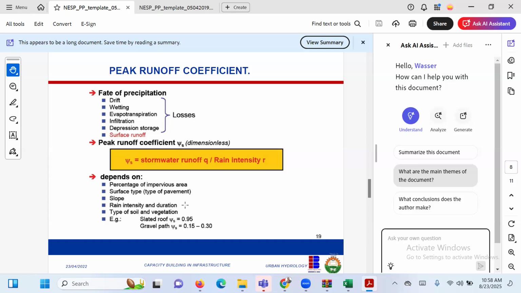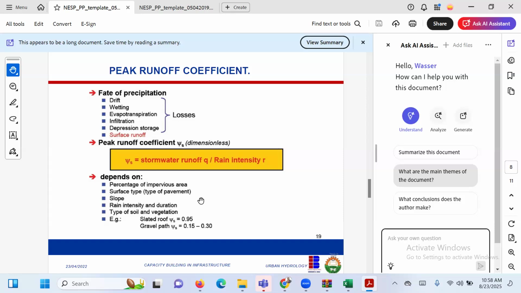I've talked about this before. Now, there's what we call runoff coefficient. Please pay attention to this. This is very important. There's what we call runoff coefficient. If you are designing for a stormwater, for instance, stormwater is dependent on many things, many factors.